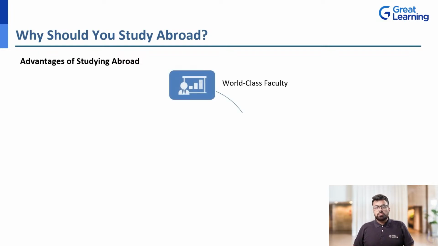The first one would be the world-class faculty that is there outside. You talk about the US, you talk about Europe. In all these cases, you get best-in-class faculty. They have in-depth research about the domain in which they are currently researching, or of which they are professors. They have in-depth knowledge.